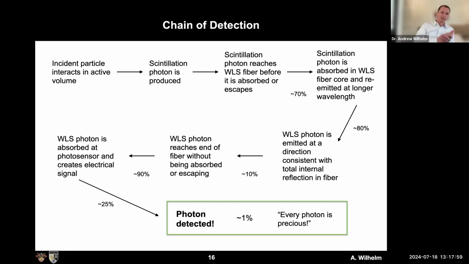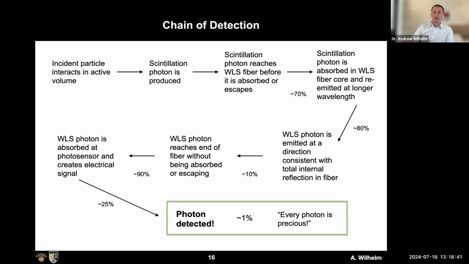So the first thing that has to occur is an incident particle has to interact in the volume, obviously. It has to deposit energy in some way and create light. So then we have a scintillation photon that has been produced. And in order to detect it, the first thing that has to happen is that scintillation photon has to make it to a fiber before it's either absorbed in the bulk medium or escapes out of the sides of the detector. So in a well-designed detector where the fiber spacing and the optical properties are appropriate and well thought through, you can expect about 70% of photons to make it to a fiber and be absorbed inside a fiber.